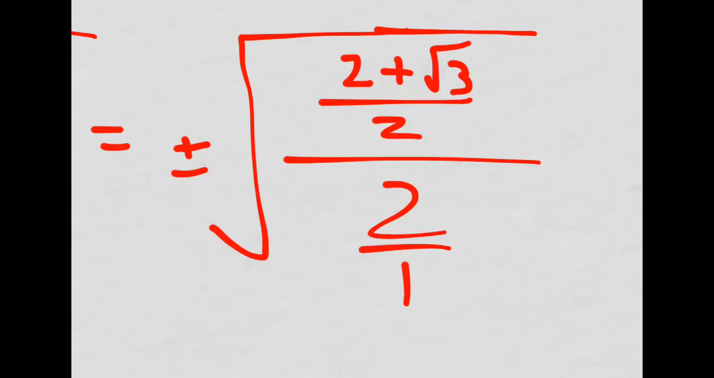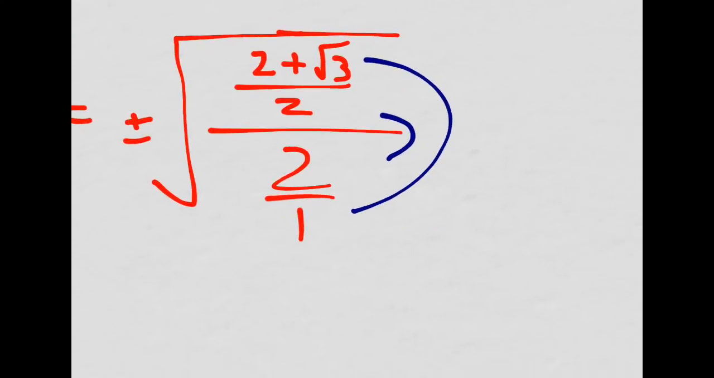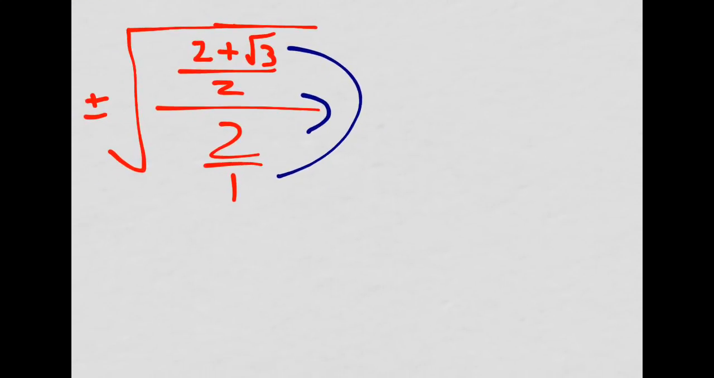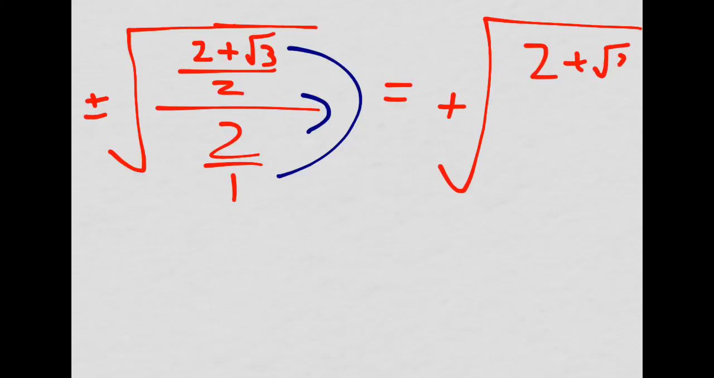So my only option here is I want to do the ear. Okay. So outer ear goes on top. So that's 1 times 2 plus root 3. So that's just going to be 2 plus root 3. And on bottom, the inner ear, which is 2 times 2, is going to give me 4.